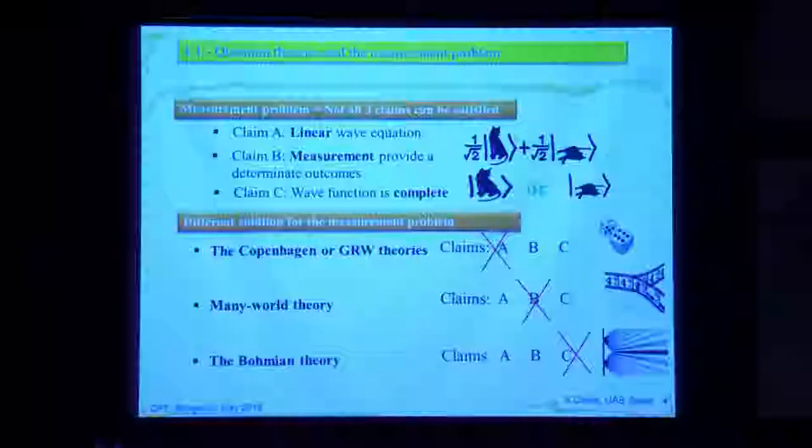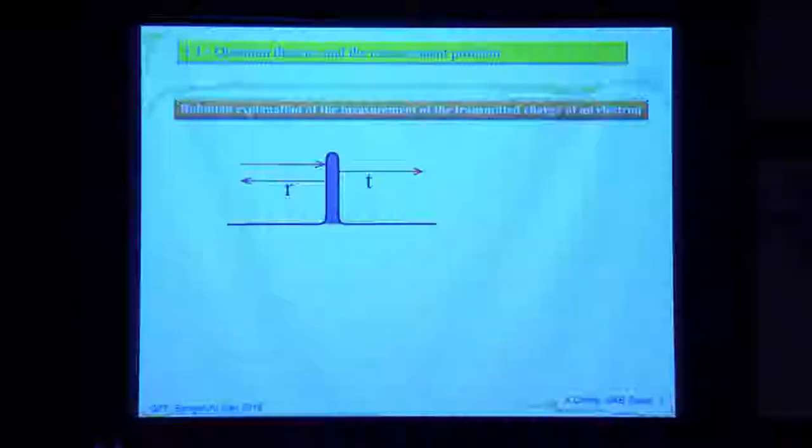And you can also say that, well, I will not accept that the wave function is complete, and I think there is something else besides the wave function. In particular, in Bohmian mechanics, they say that there are real positions of the particles to explain quantum phenomena. And I will work a little on this. I will explain a typical example, which is an electron in a tunneling barrier.